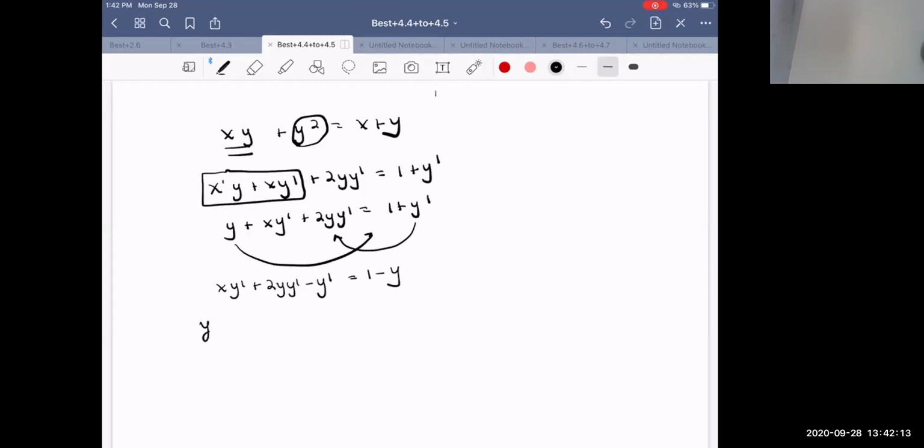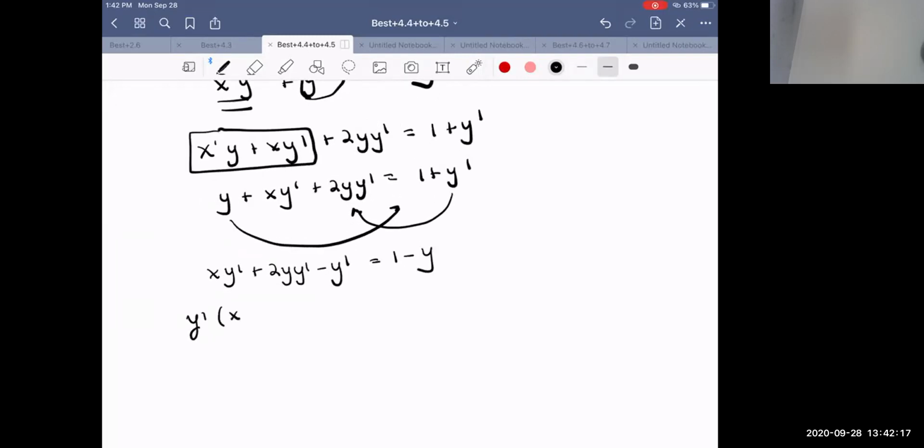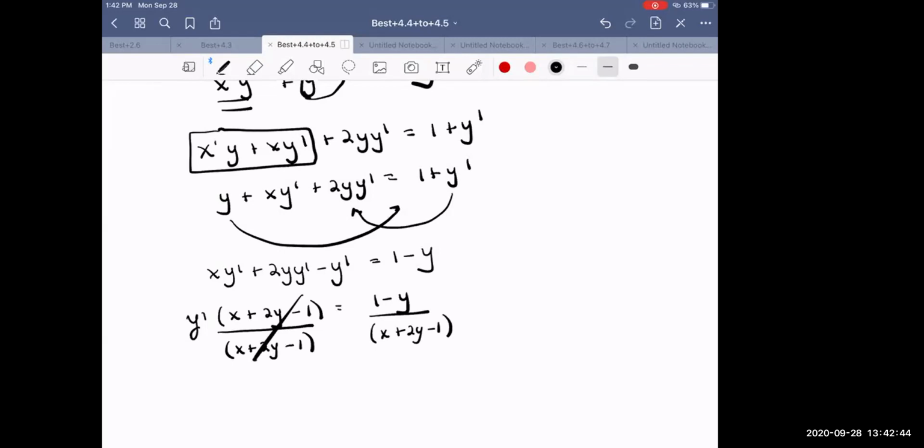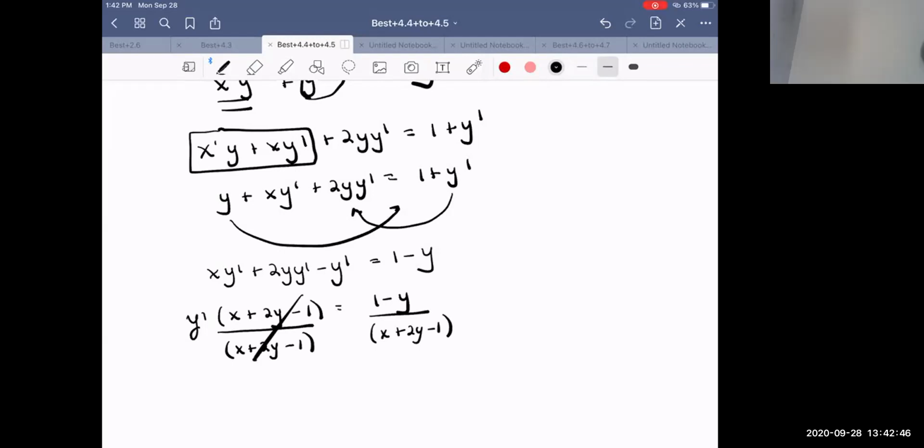If I factor out a y prime, I'm left with x plus 2y minus 1 is equal to 1 minus y. And then again, the idea is to get y prime by itself. So we're just going to leave this in its form and divide both sides by that quantity. And there's our y prime. Is that the answer you guys got? I got that. Good. Okay.